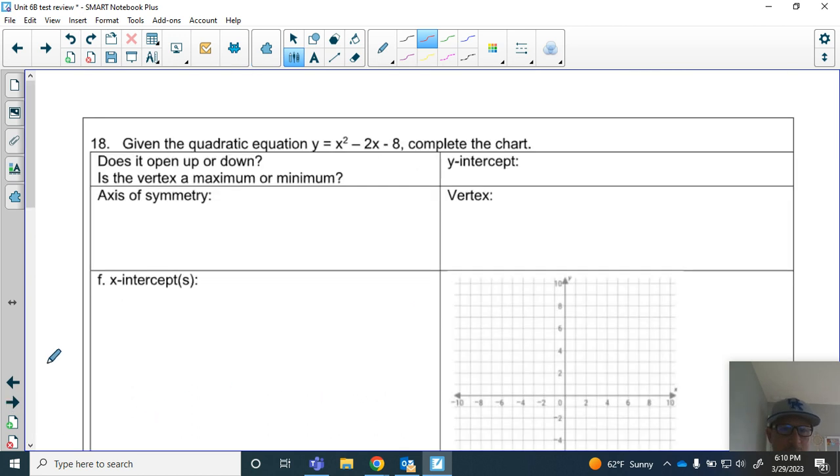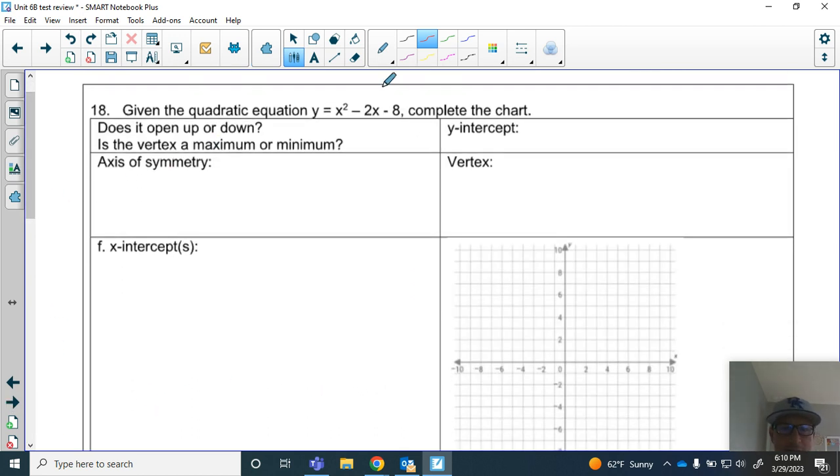All right, got a couple more here. Given this equation, complete the chart. Does it open up or down? Because there's a positive in front here, I know it opens up. When it opens up, I have a minimum.